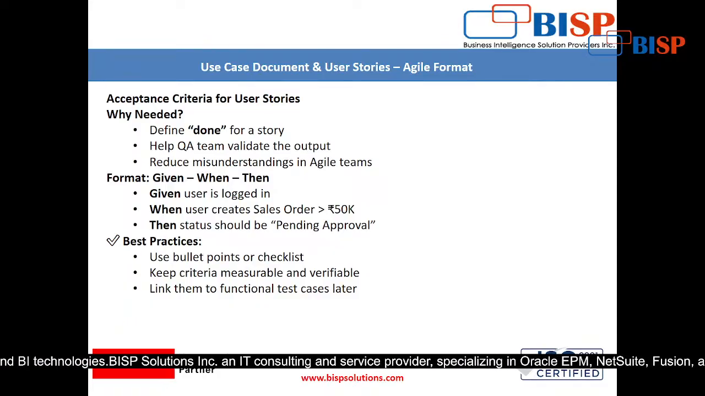Let's move ahead. Now the format: given, when and then. What does that mean? Given the user is logged in, when the user creates a sales order, then the status should be pending approval. This is the format, right? After that, best practice: use bullet points or a checklist, keep criteria measurable and verifiable, and link them to functional test cases.